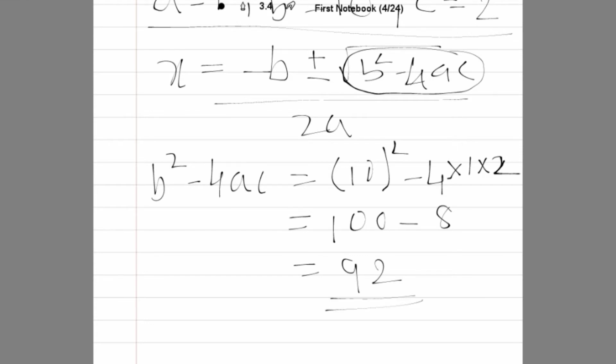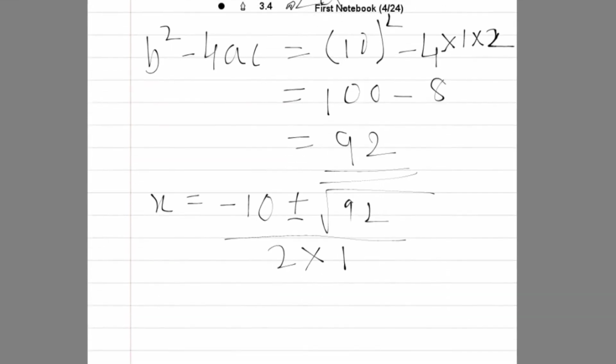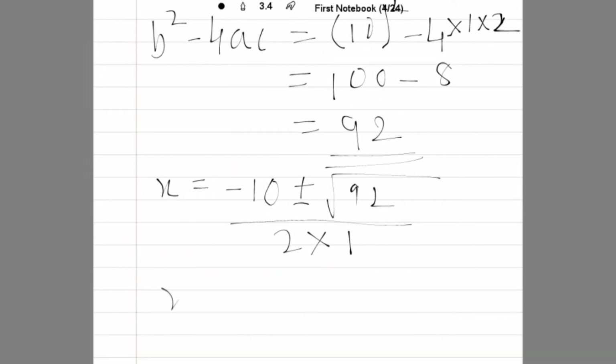Now we are just going to substitute these values in the formula. Now x is equal to minus b. What is b? b is 10. So minus 10 plus minus root of, we have got the value of this, right? So it is 92, divided by 2 into a, that is 1. Again we will write it as x is equal to minus 10 plus minus root of 92 divided by 2.